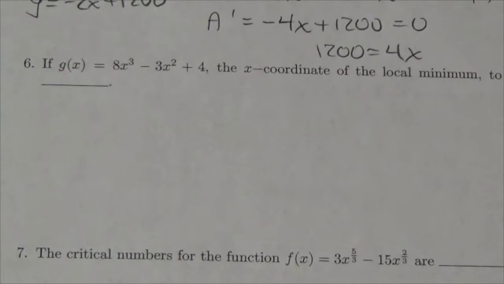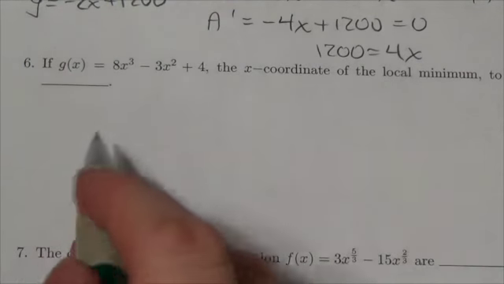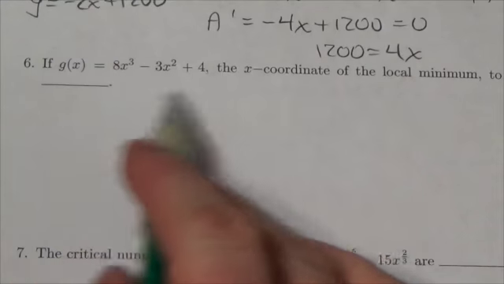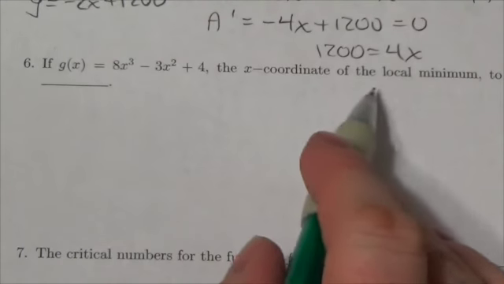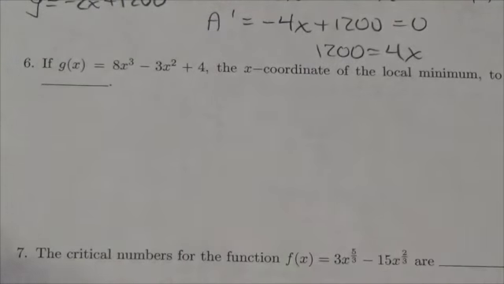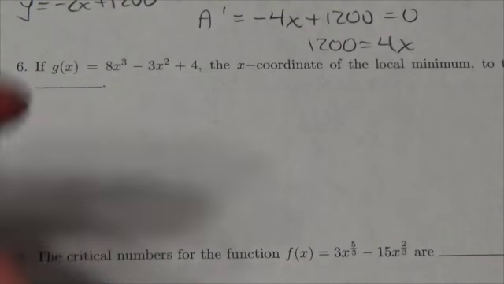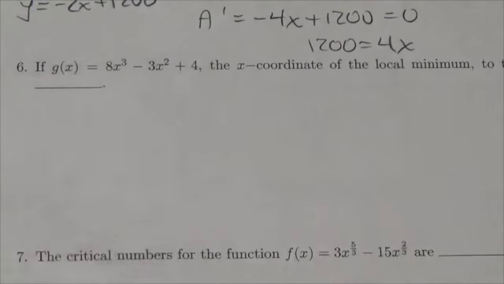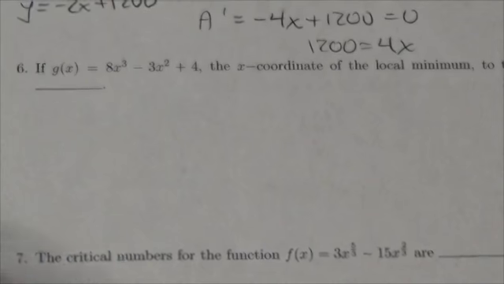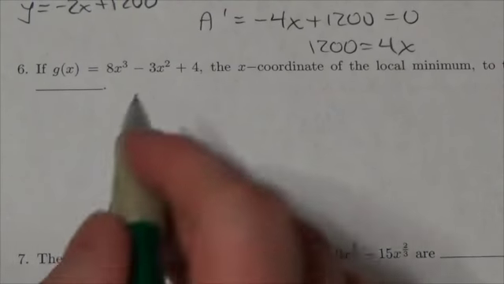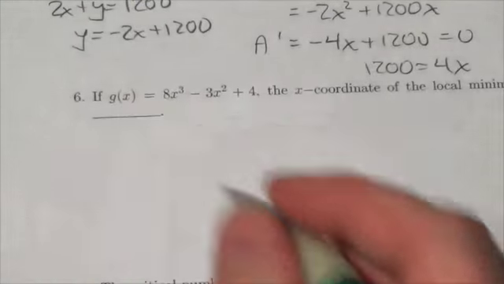All right, everybody. Numeric response number 6. It says if g of x is equal to, and I give you the function there, the x-coordinate of the local minimum to the nearest hundredth is. Okay, well this is an interesting question because it's a cubic. So I'm going to have a maximum and a minimum here, a local maximum and minimum, I think. Okay, I think. I don't know, but that's what your basic cubic looks like.